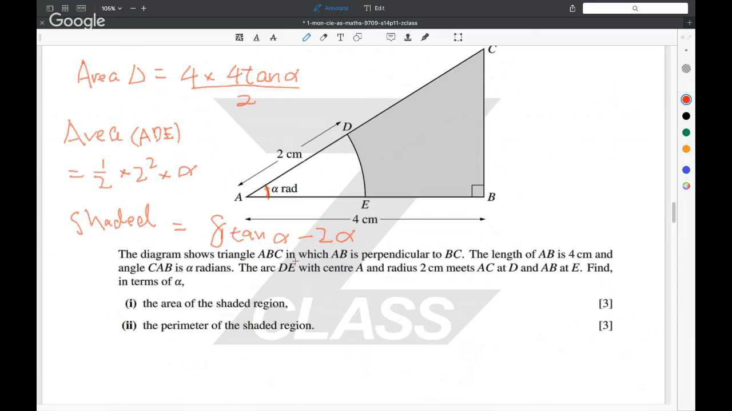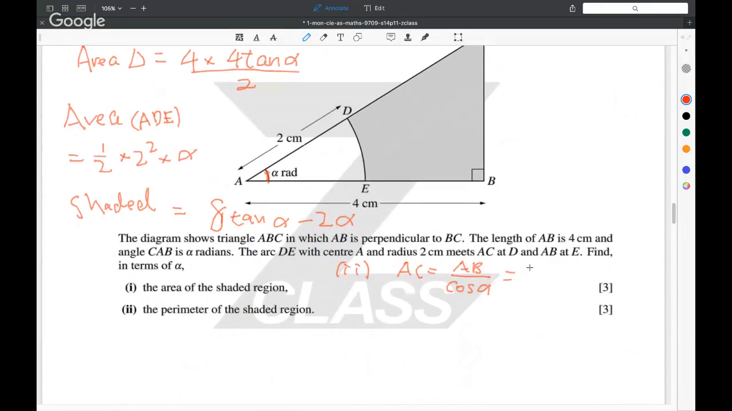In the second part of the question, we are asked to find the perimeter of the shaded region. We know side AB. In order to find AC, we can do AC is equal to AB over cos alpha. It's just an application of trigonometry, because in this right angle triangle, AC is the hypotenuse and AB is the adjacent. And that would be further equal to 4 over cos alpha.